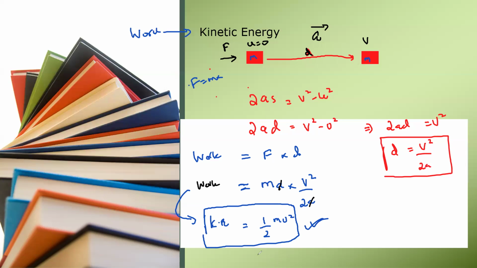If an object is moving at a constant speed, it means it has a constant kinetic energy. Moving objects always have kinetic energy. What is this work actually showing? This is showing the change in kinetic energy. So if I want the kinetic energy at this point, it would be half mv square, but the speed is 0, so the kinetic energy is 0.